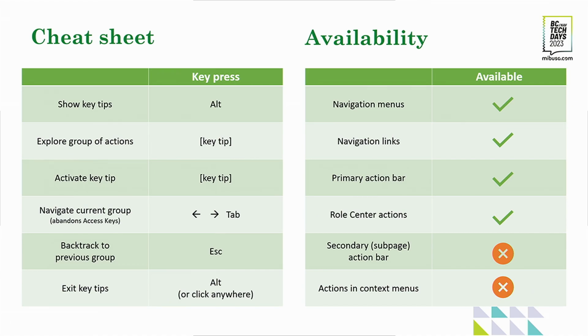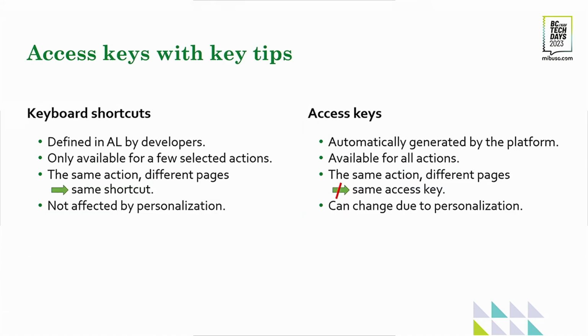Now we come back to a point where you know about shortcuts. We use the keyboard to invoke actions, but also access keys. What's the difference and why you need both of them? Well, keyboard shortcuts are defined in AL by developers, whereas when it comes to access keys, they're generated by the platform. And given that your keyboard shortcuts are defined by you in AL, they're only available for those select actions that you defined them on. But for access keys, they're assigned to all the actions in the page.